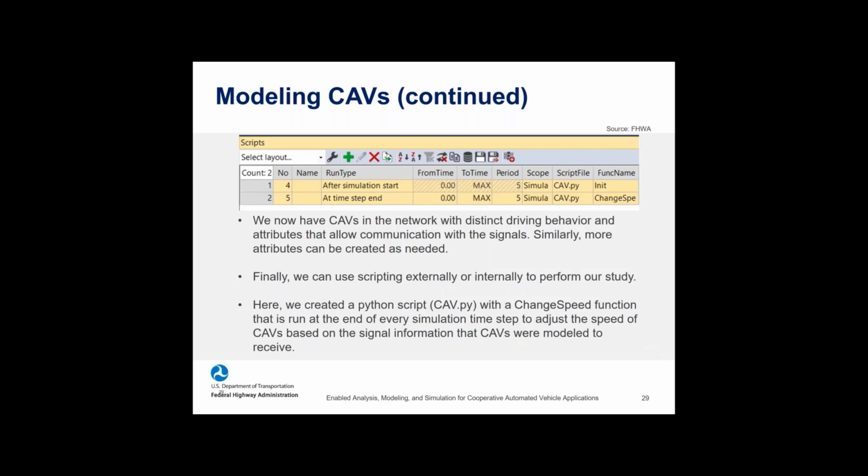And so now we have CAVs in the network with distinct driving behavior and attributes that allow communication with the signal. You can create more attributes. The idea is, Vissim is very flexible in that sense, and you can develop any algorithms if you're using scripting and the API. In this case, we're using scripting, obviously. Then we created a Python script with the change speed function that is run at the end of every simulation time step, so you can get that trajectory implemented.